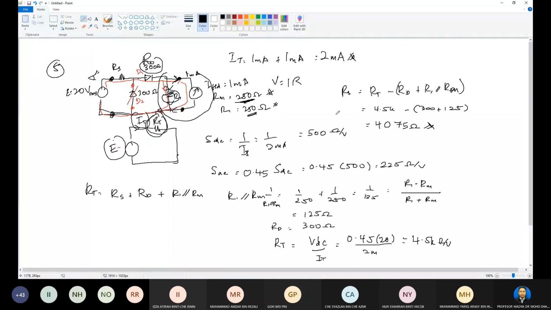So this is the solution for question number 5, the half wave rectifier. Next we go for question number 6, which is theory. So you can see this one.